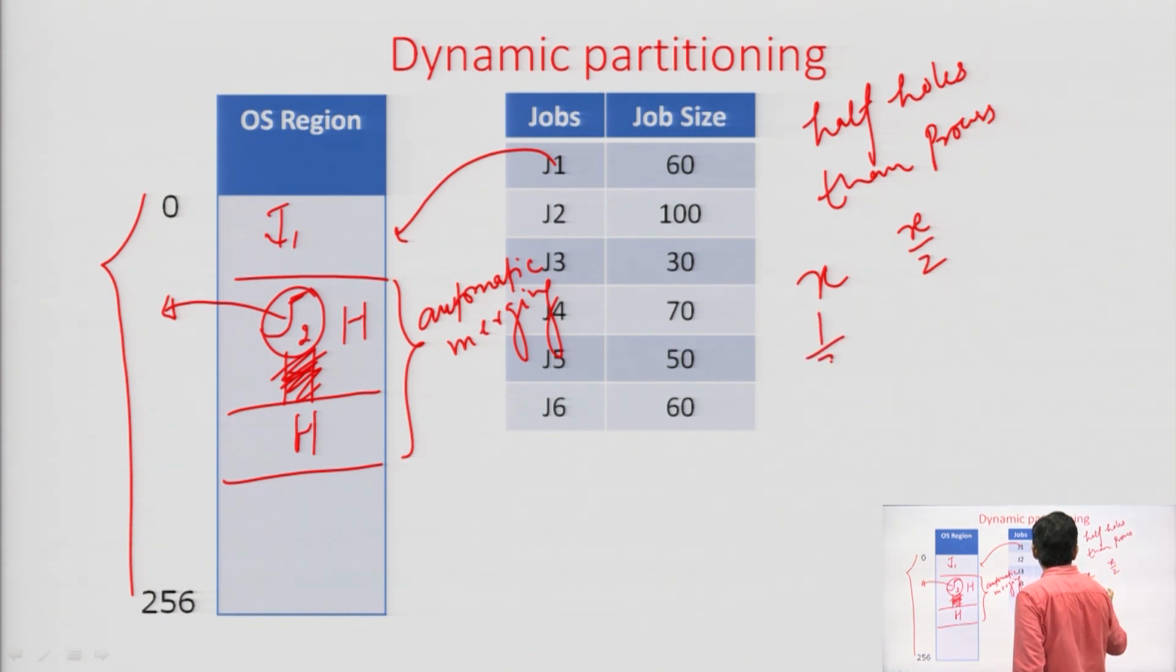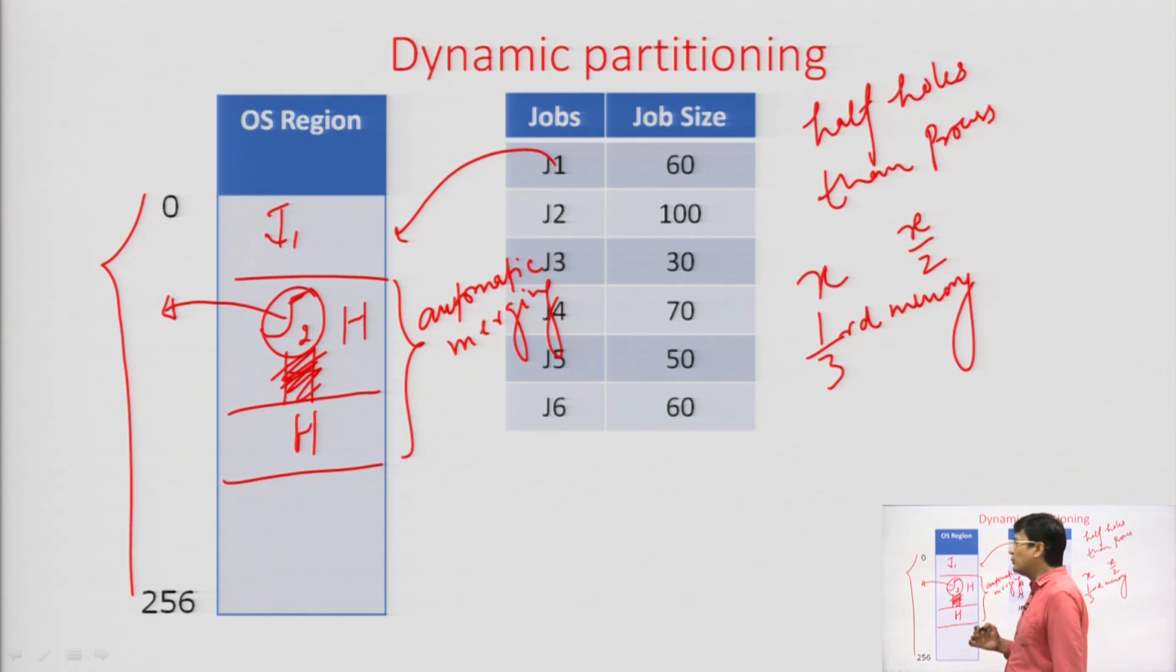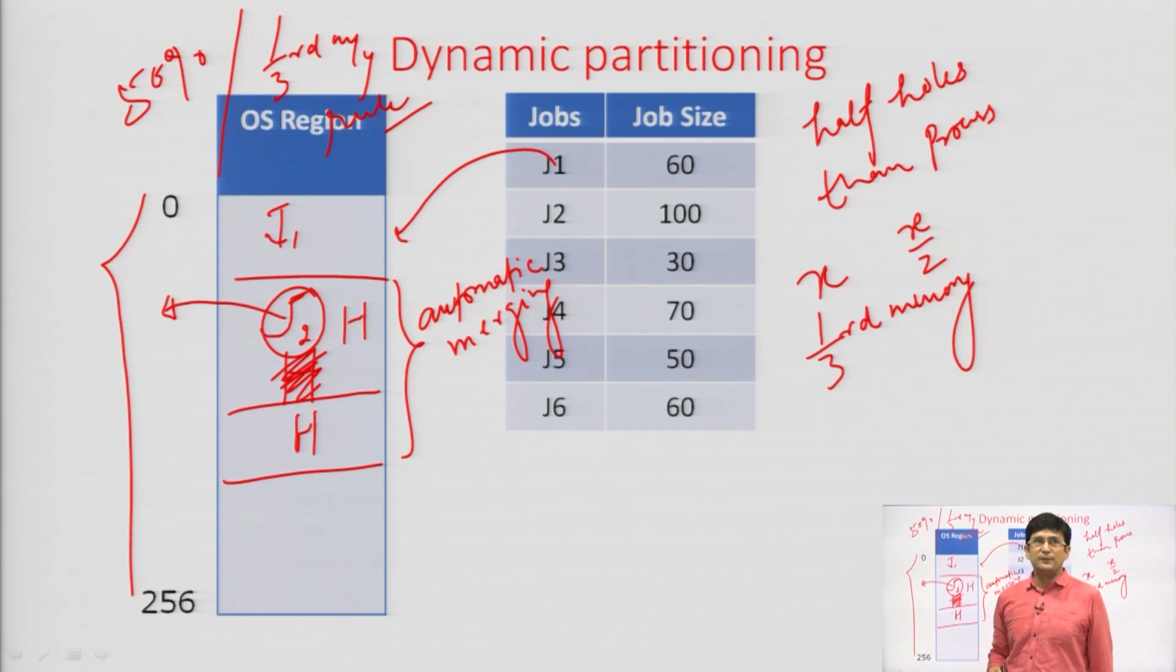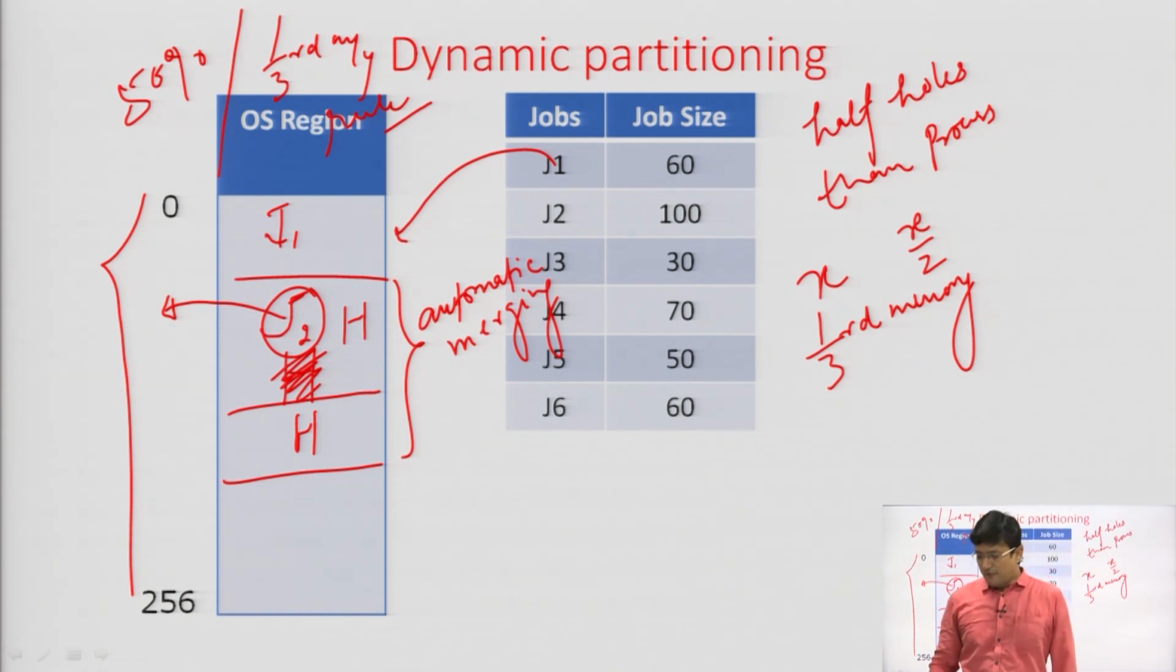It means 1/3 of the memory is used or occupied by the holes. This is known as the 50% rule, or we can also say that this is the 1/3 memory rule. It can be referred to as both, the 50% rule or the 1/3 unused memory rule.